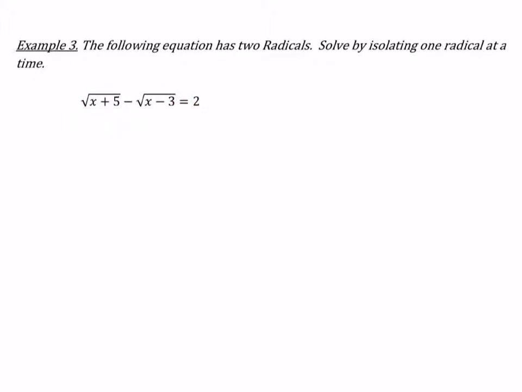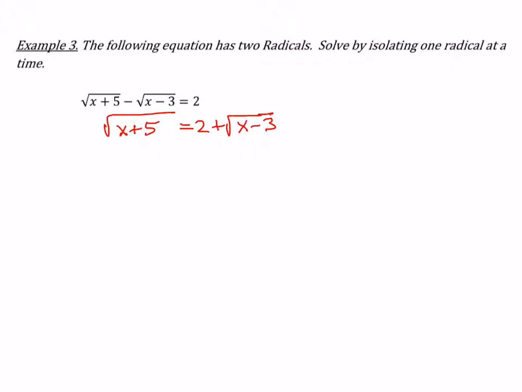What we want to do here is get one radical all by itself. So let's move this one to the other side by adding, and then we can deal with it. So we're going to add the square root of x minus 3 to both sides. Here we have an equivalent equation. We've just added the square root of x minus 3 to both sides.